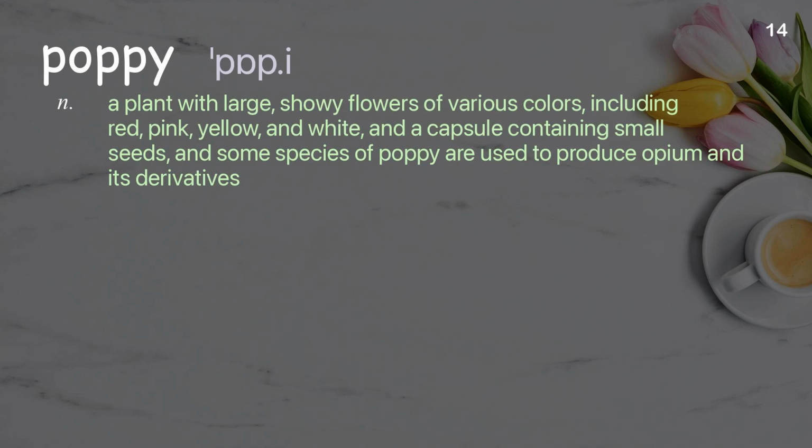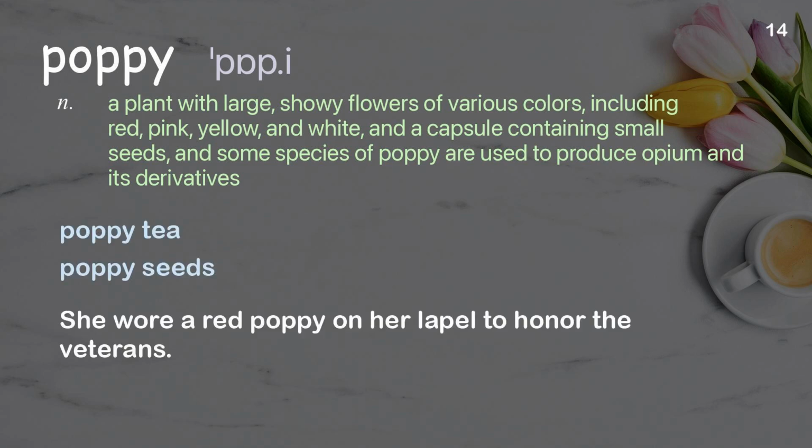Poppy. A plant with large, showy flowers of various colors, including red, pink, yellow, and white, and a capsule containing small seeds, and some species of poppy are used to produce opium and its derivatives. Examples: Poppy tea. Poppy seeds. She wore a red poppy on her lapel to honor the veterans.